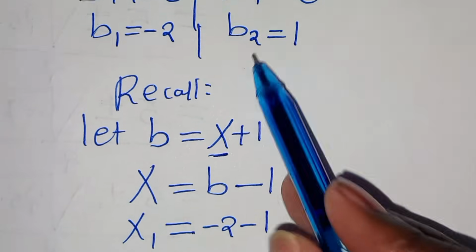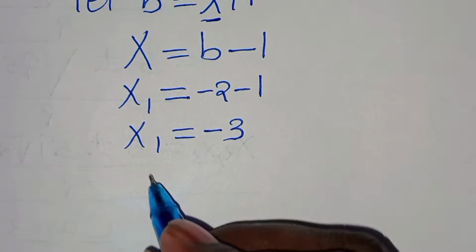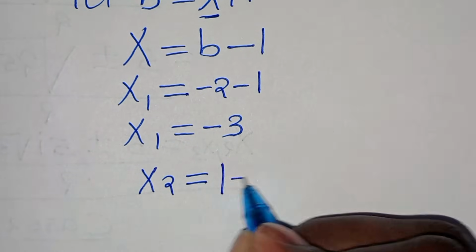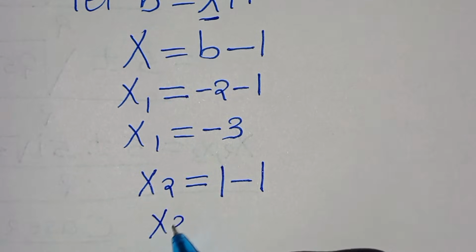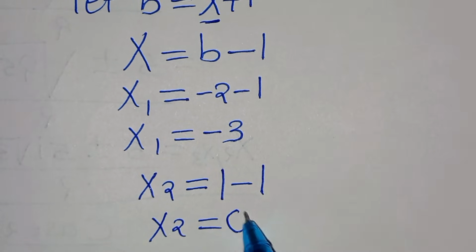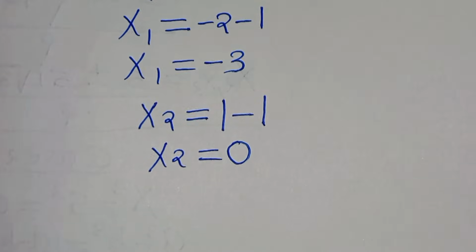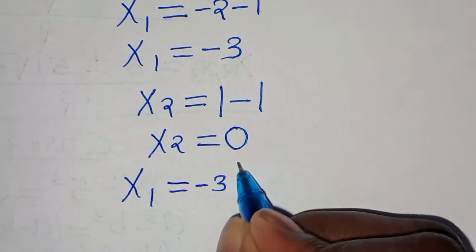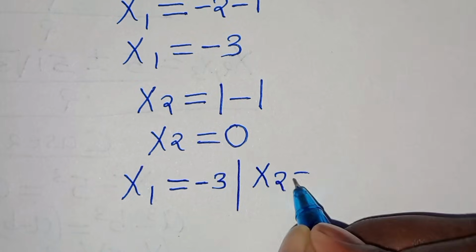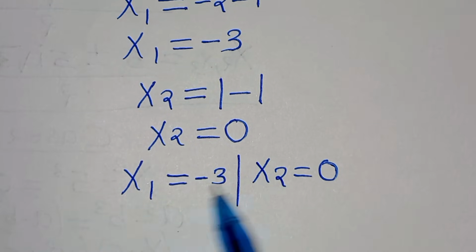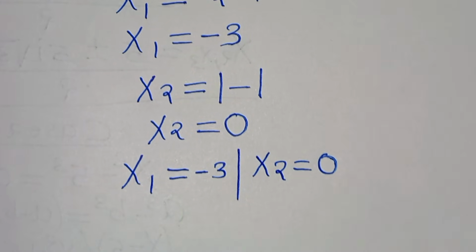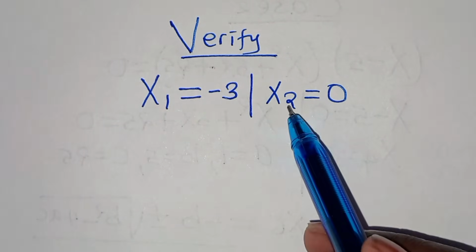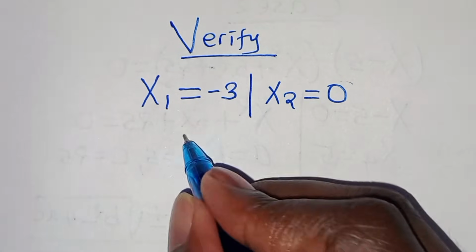Now, given that b2 is 1, we have x2 equal to 1 minus 1, and this means that x2 is equal to 0. So we have got two values of x here: x1 is equal to minus 3, and x2 is equal to 0. So let's verify that these two values of x satisfy the equation.